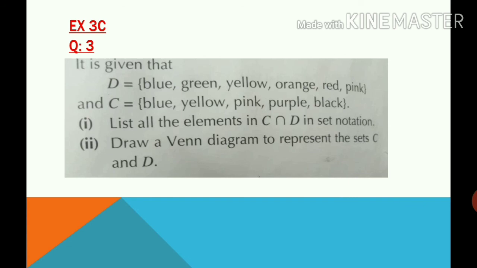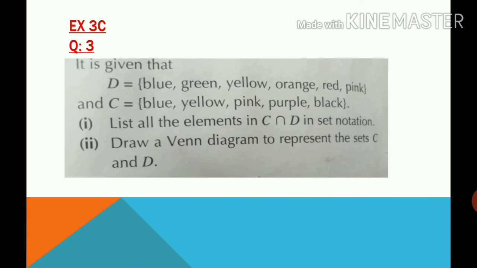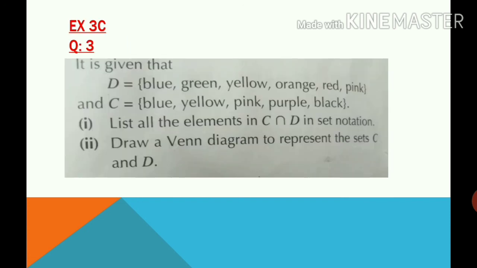Here you have to find out C intersection D. C intersection D means that you have to write down the common elements. Here you can see that there are three colors which are common and which are present in both sets. They are blue, yellow and pink. These three colors are there in D and they are also there in C. So these are the common elements. So you will write down C intersection D is equal to {blue, yellow, pink}. Okay ji. Now let's come to second part.